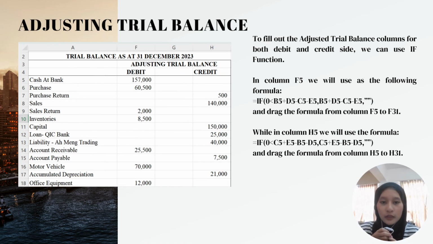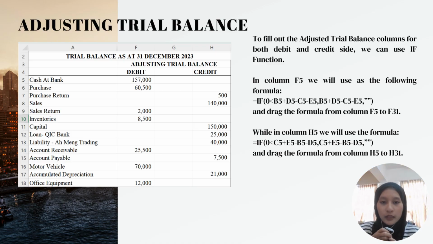To fill out the adjusted trial balance column for both debit and credit side, we can use the IF function. In cell F5, we will use the following formula: equal to IF, in bracket, 0 less than B5 plus D5 minus C5 minus E5, comma, B5 plus D5 minus C5 minus E5, and close bracket, and drag the formula from F5 to F31. While in cell H5, we will use the formula equal to IF, in bracket, 0 less than C5 plus E5 minus B5 minus D5, and drag the formula from H5 to H31.